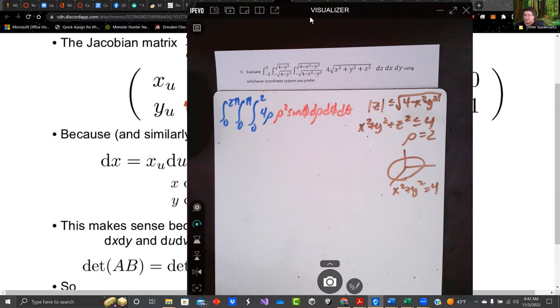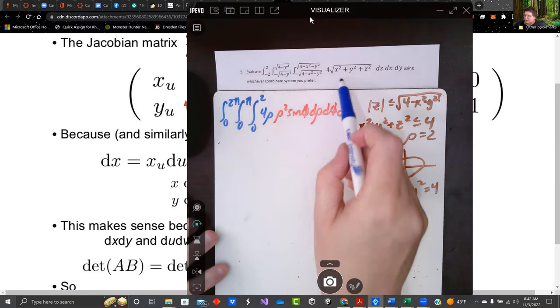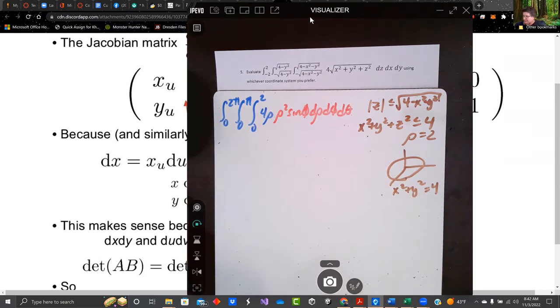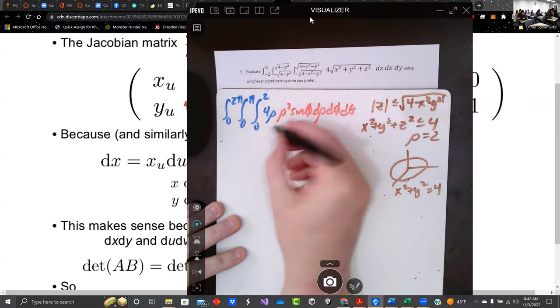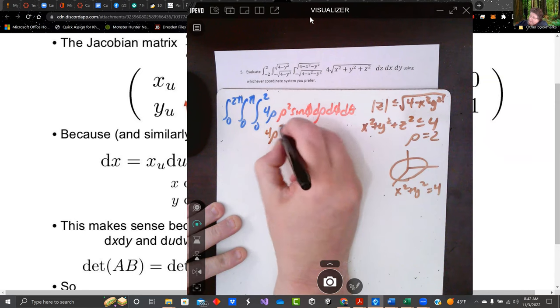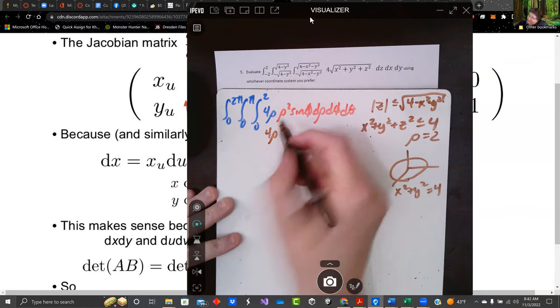But we're not doing the volume because the function isn't one, so don't just jump to the volume formula. It's not going to work. I know you guys know what the volume of a sphere is, but it's not applicable here. So we've got a 4 rho cubed, right? And then a sine phi.